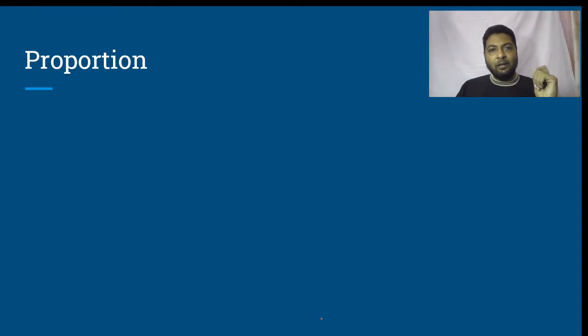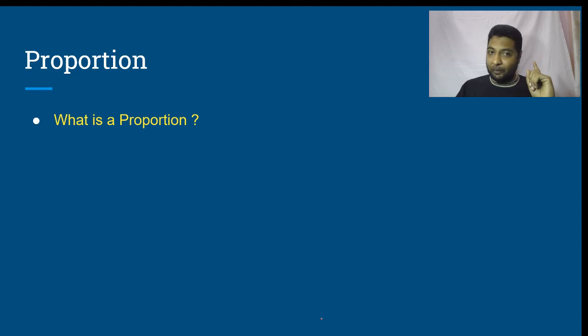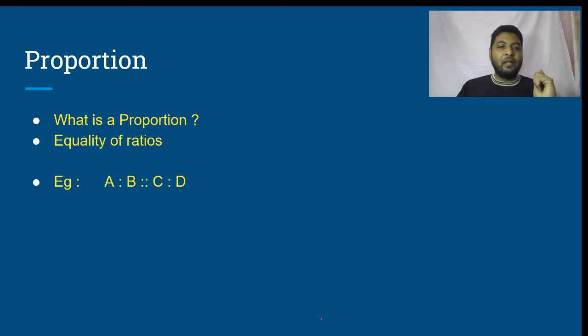Let us understand what we mean by proportion. What is the meaning of proportion? See, ratio is comparison of similar entities. What is proportion? Equality of ratios, not just any other comparison. It has to be equality of ratios. Equality of ratios is a proportion.